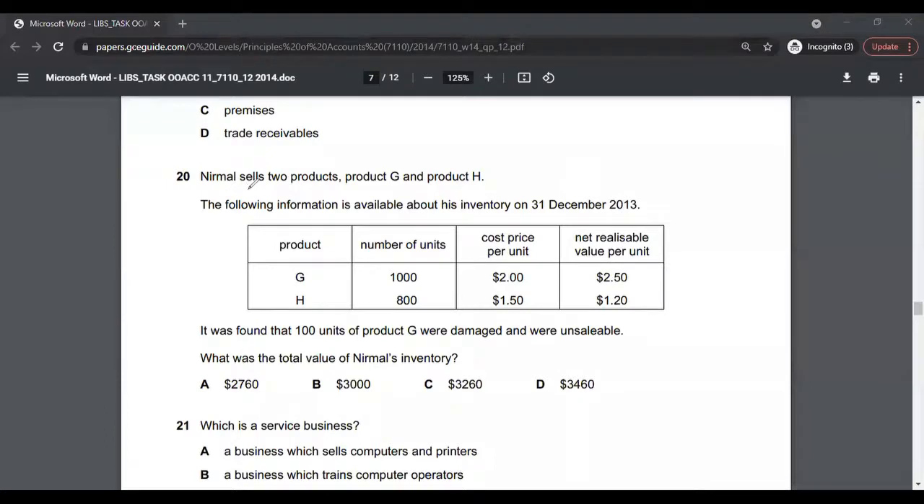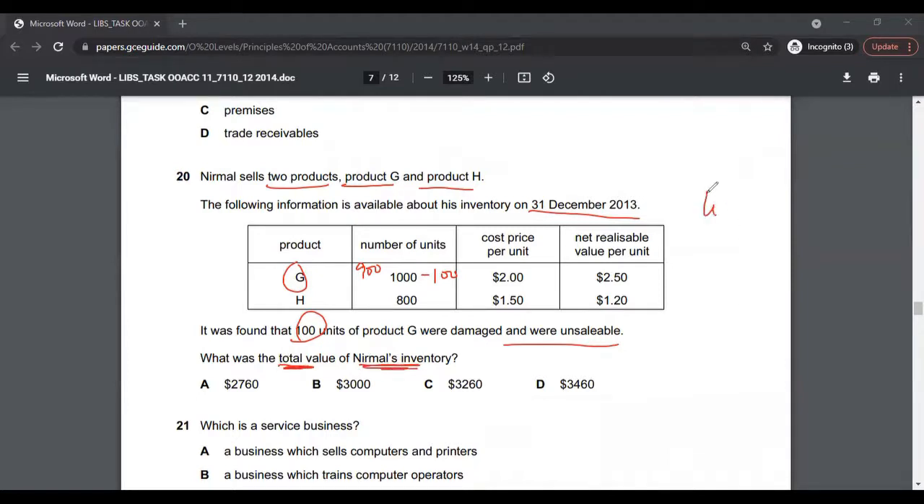Multiple choice 20. Nirmal sells two products, product G and product H. The following information is available about his inventory on 31st December 2013. It was found that 100 units of product G were damaged and were unsellable. So basically minus 100, you only have 900 units of G and 800 units of H. What was the total value of Nirmal's inventory?